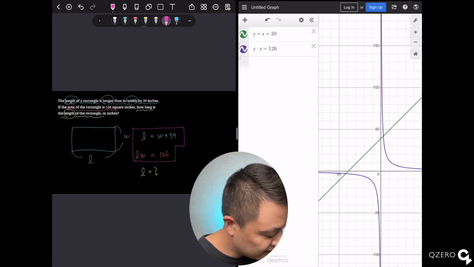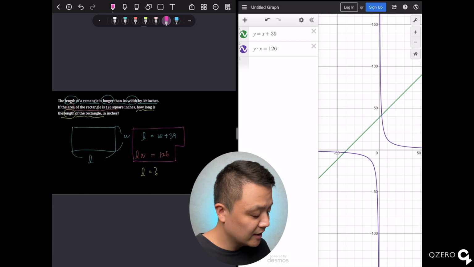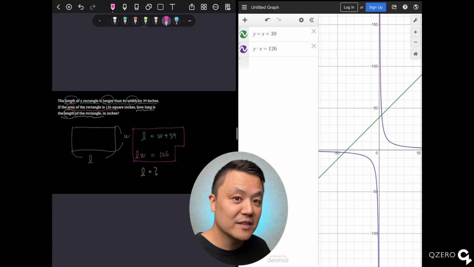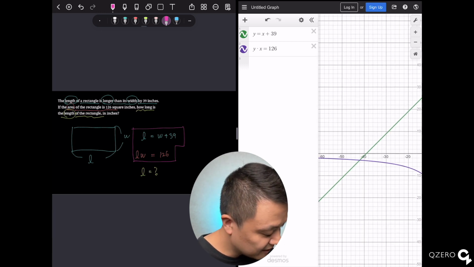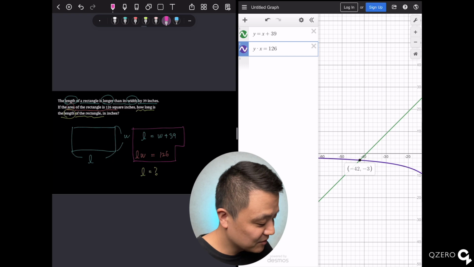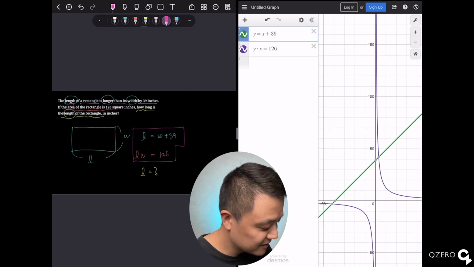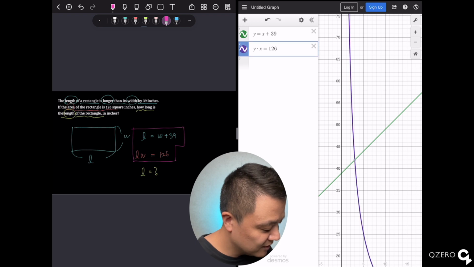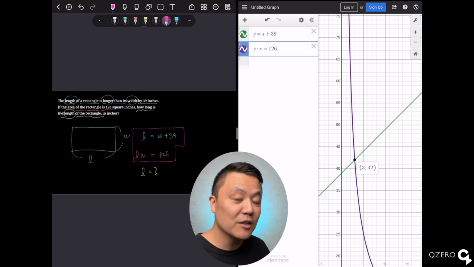So we have a graph of two equations, and obviously we have two intersecting points. But take a look at here. This intersecting point has a negative X coordinate and a negative Y coordinate. That means our length and width values would have to be negative values. That does not make sense. So let's go on to the other intersecting point over there. So that has to be the solution to the system, the solution we're looking for.